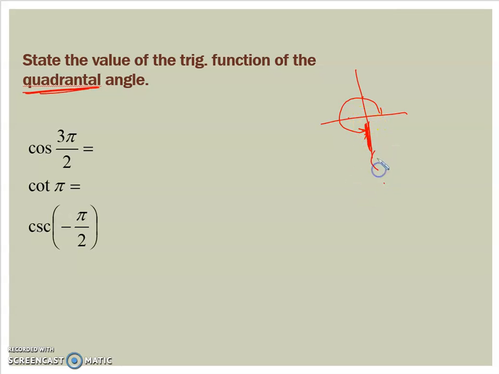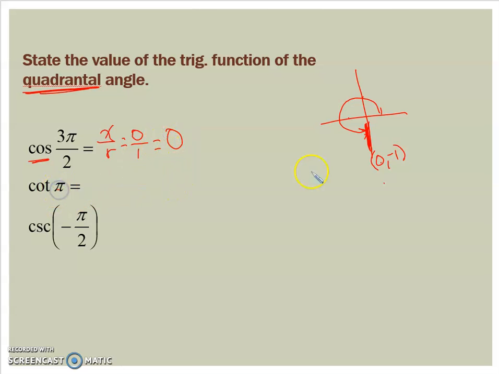Well, at 270 we have coordinates of 0, -1. So if I wanted the cosine here, remember cosine is x over r. Our x is 0, and in a unit circle our radius is 1. So the cosine of this 270-degree angle is 0.